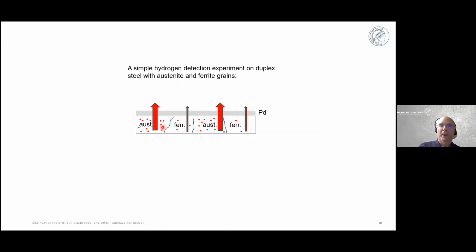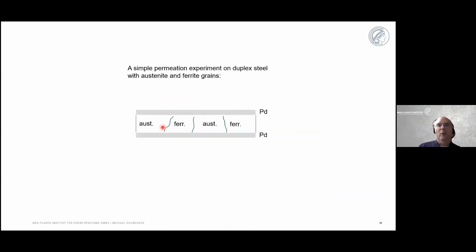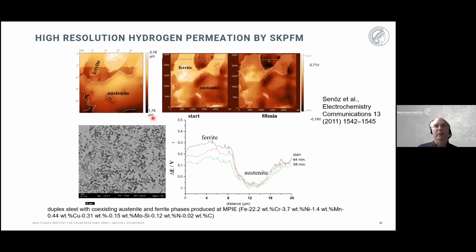We could do also another experiment with the same sample. We charge it from the backside and look at how the hydrogen goes through. Now the ferrite is much faster, because it takes a long while to saturate the austenite. And you can see that here. On the ferrite, you see the decrease in potential much faster than on the austenite phase. For that, of course, you have to thin out the material significantly. Otherwise, you get an average between austenite and ferrite phases where the hydrogen has to diffuse through.